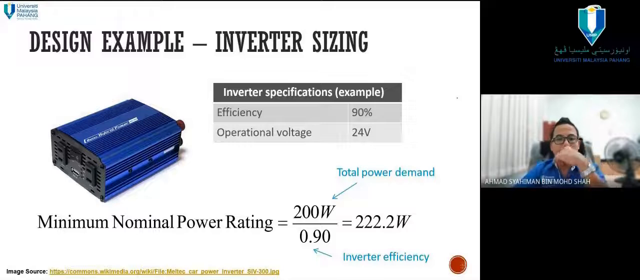Okay. Minimum nominal power rating for the inverter is 200 watts and you divide by 0.9, so the minimum nominal power rating is actually 222.2 watt. Even though they write 1500, actually it's not a 1500 system, because we consider the inverter efficiency.